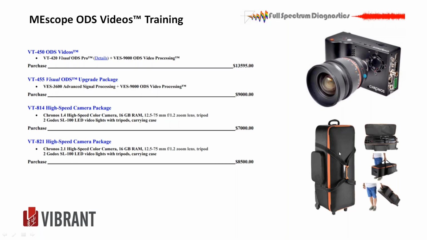And this is the accessory kit that comes with it. You get lights, you get tripods, you get a carrying case, and so forth. And this is one of the Kronos cameras.